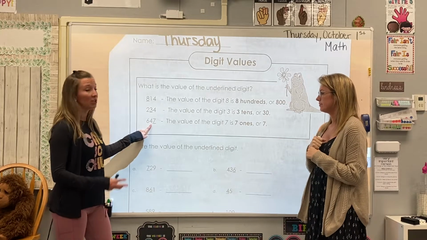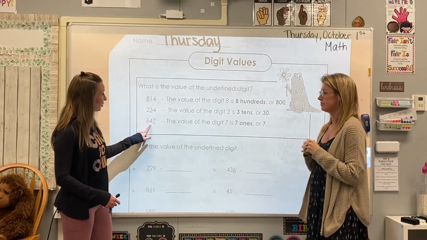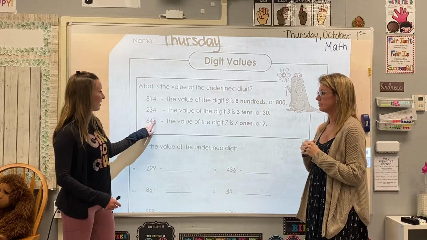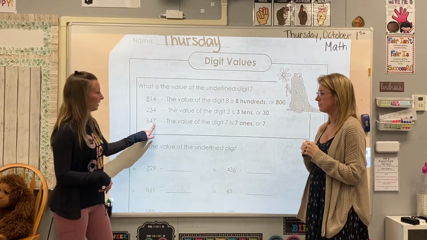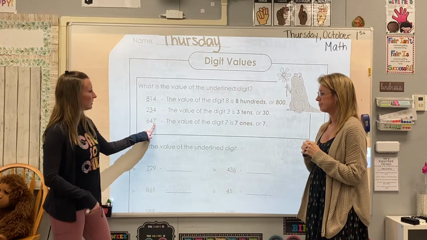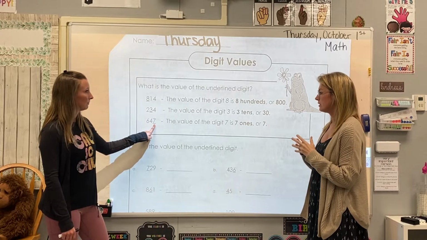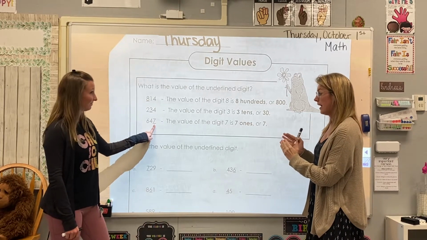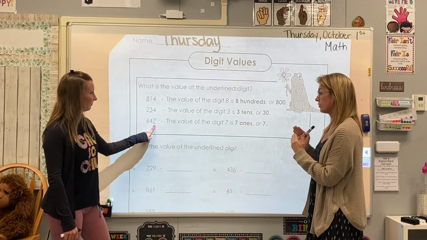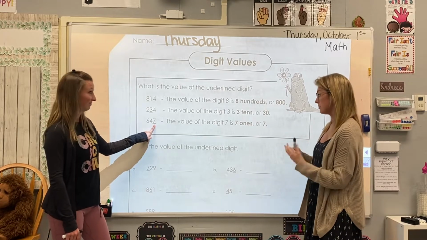Let's take a look at the next one. We still have a 3-digit number. So this number is still in the hundreds place, 647, but it's the 7 that's underlined this time. What do you think that means? That means that we're focusing on the ones place, and that 7 is worth exactly 7 because it's in the ones place. You got it.